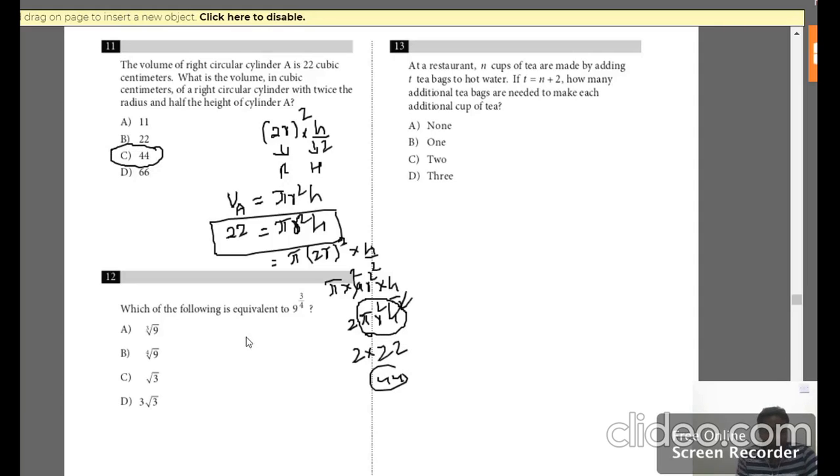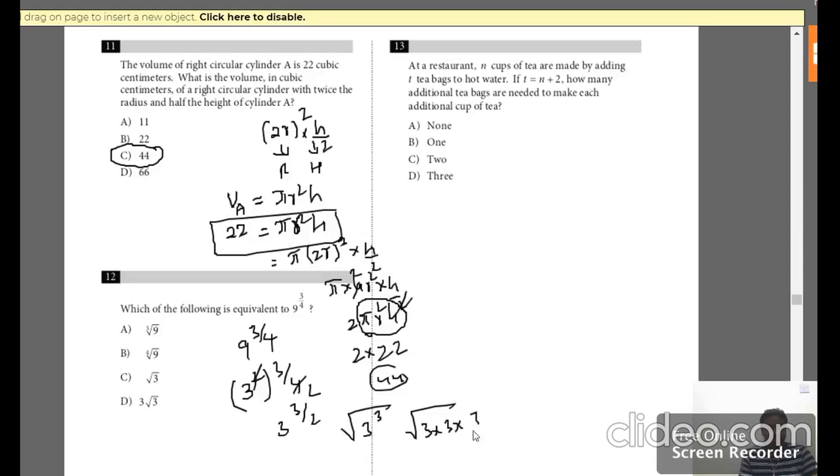Moving on to the 12th one, which is of the exponential question. So 9 raised to 3 by 4. So I can write it as 3 square raised to 3 over 4. Upon cancellation it will give me 3 by 2. It means square root of 3 raised to 3, which I can further write as 3 times 3 times 3. Since it is a square root, I can take one 3 out. So the answer is 3 root 3.